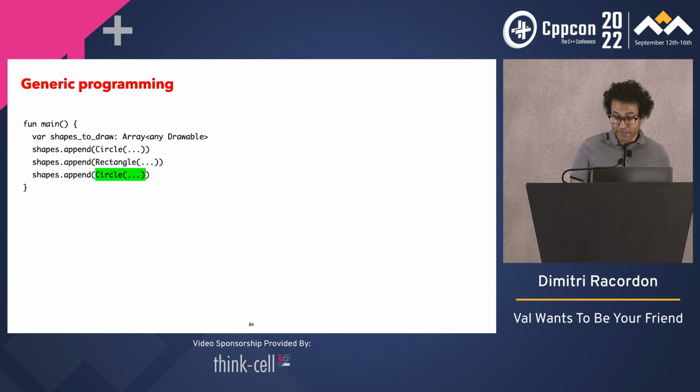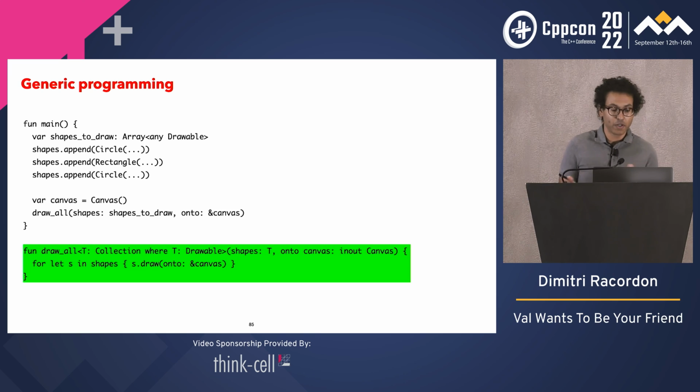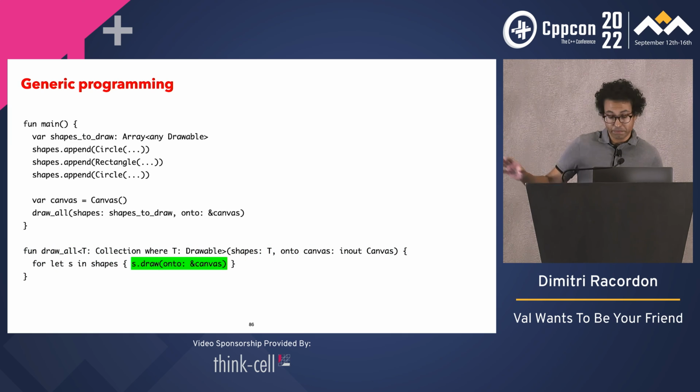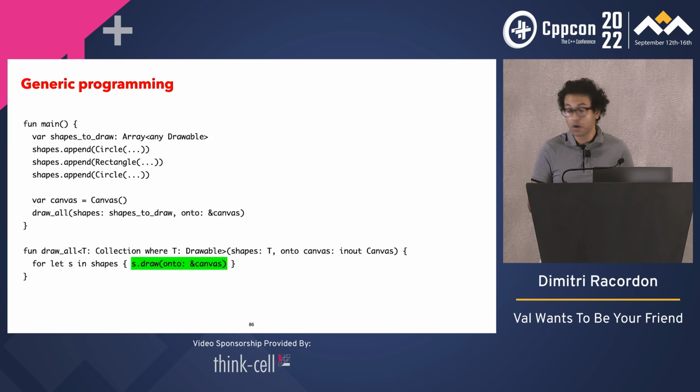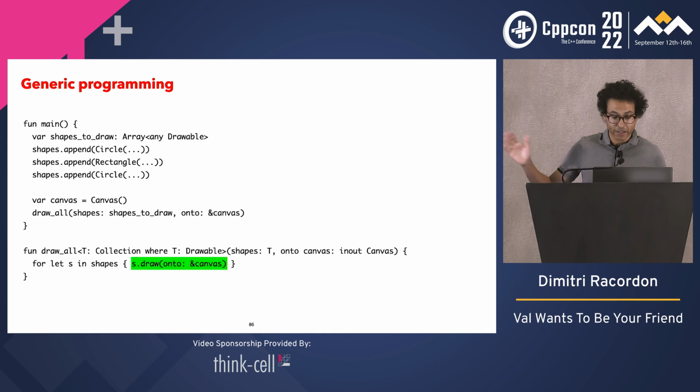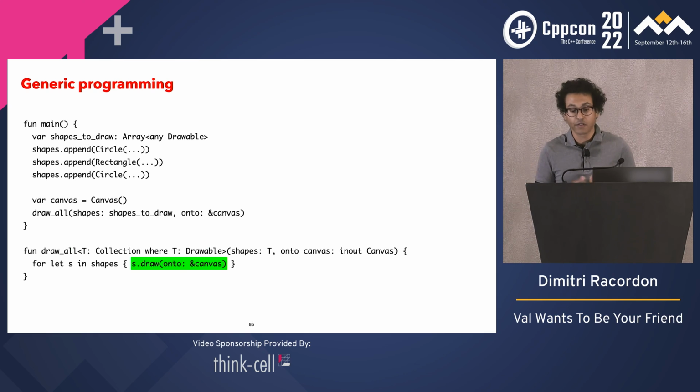And what can we do with this array? Well, because we know that drawable things can be drawn, as the name suggests, we can write a function that draws every shape in a collection. In each loop iteration, we don't know the actual type of S, but we know that it's a drawable thing. It satisfies the trait. So the compiler knows that the method call here is legal. And at runtime, the program will use dynamic dispatch to execute the method corresponding to the object stored in the existential container. So I think this is pretty cool.